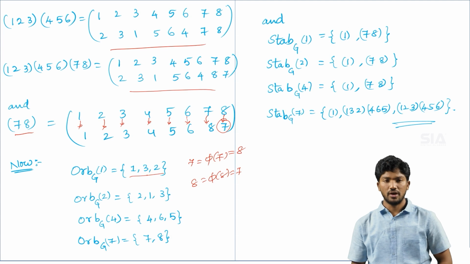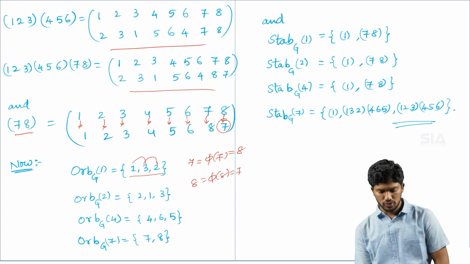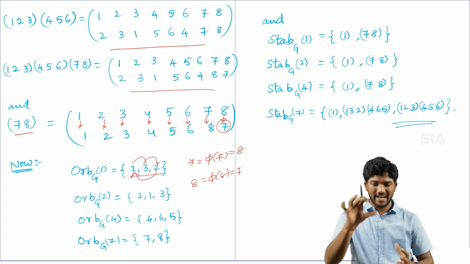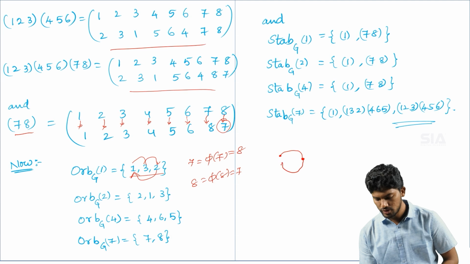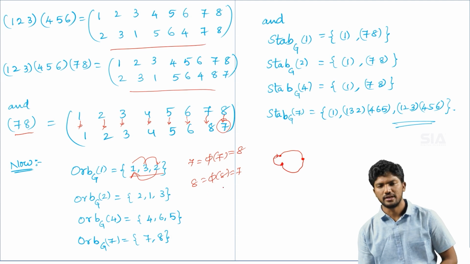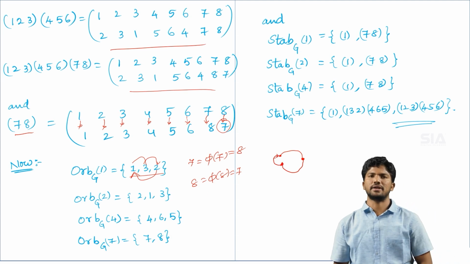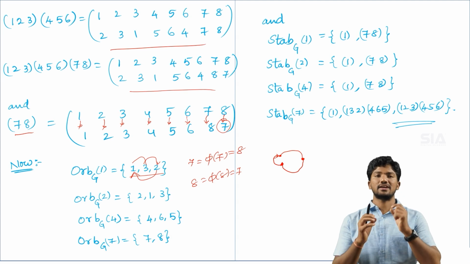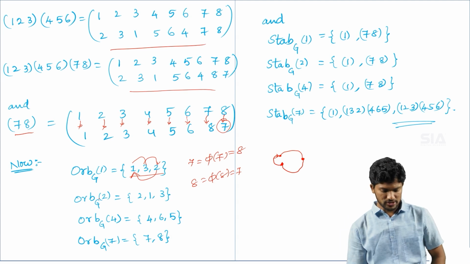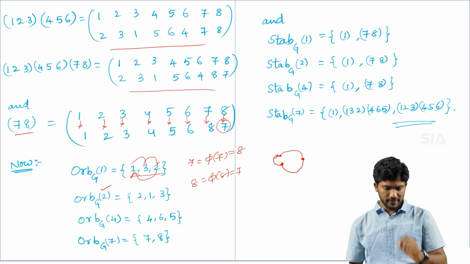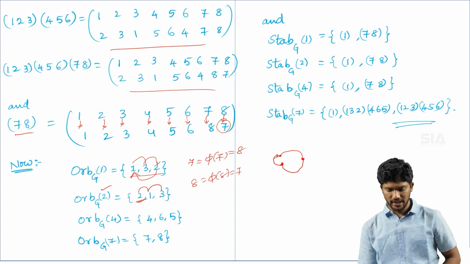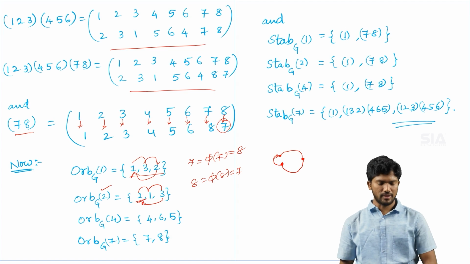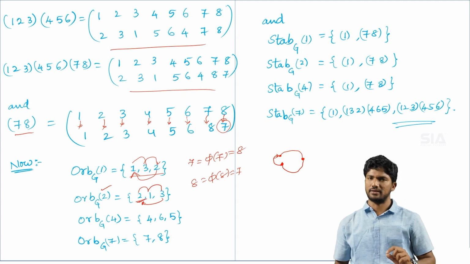Orbit of 1 is equal to 1 goes to 3, 3 goes to 2, and 2 goes to 1. The total complete cycle, started with 1 going to 3, 3 going to 2, and 2 ending with 1, gives one orbit. This is called the orbit of element 1, started with 1. Next, orbit of 2. If you start with 2, that cycle also you have to start with 2 only: 2 to 1, 1 to 3, and 3 to 2. From the disjoint cycle only you have to select that orbit.